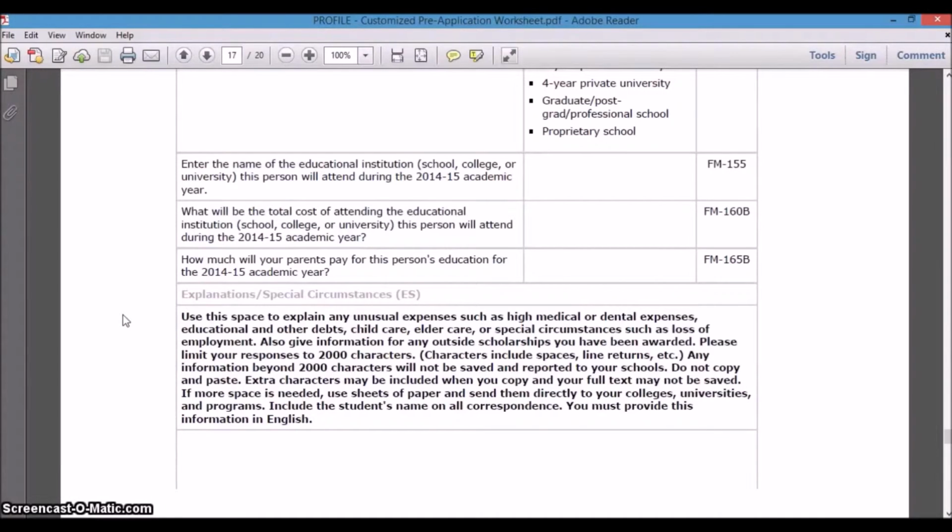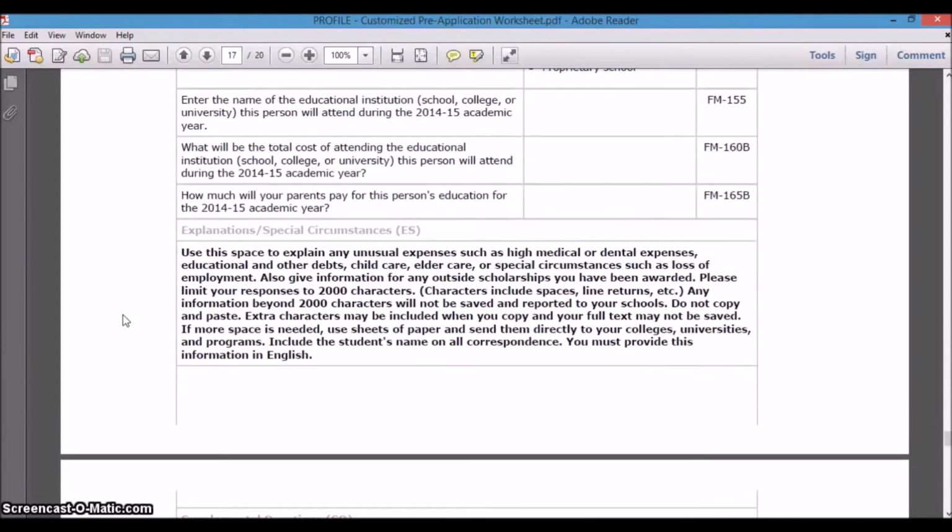So yes, this next part, as she explained, is the explanations and special circumstances section. In this section, you will include any additional information that you want the colleges to know about your financial situation that wasn't adequately expressed throughout the profile.